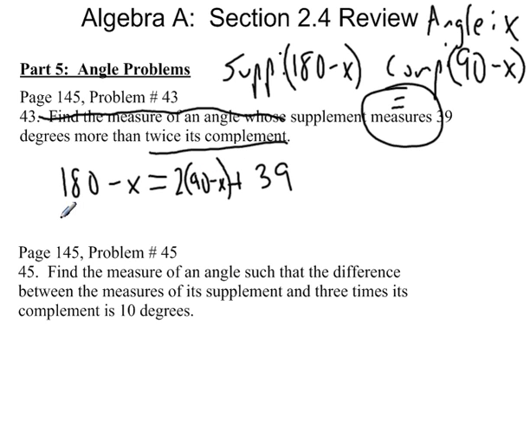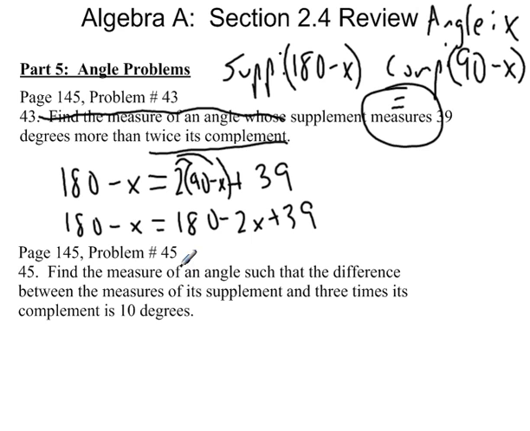Now, to solve that out, you're going to do 180 minus x. Make sure you distribute. You need that in parentheses. 180 minus 2x plus 39. I'm going to stop right there. I'll let you solve that out. Again, solving equations shouldn't be what's holding you back from this. The setup is the hardest part.